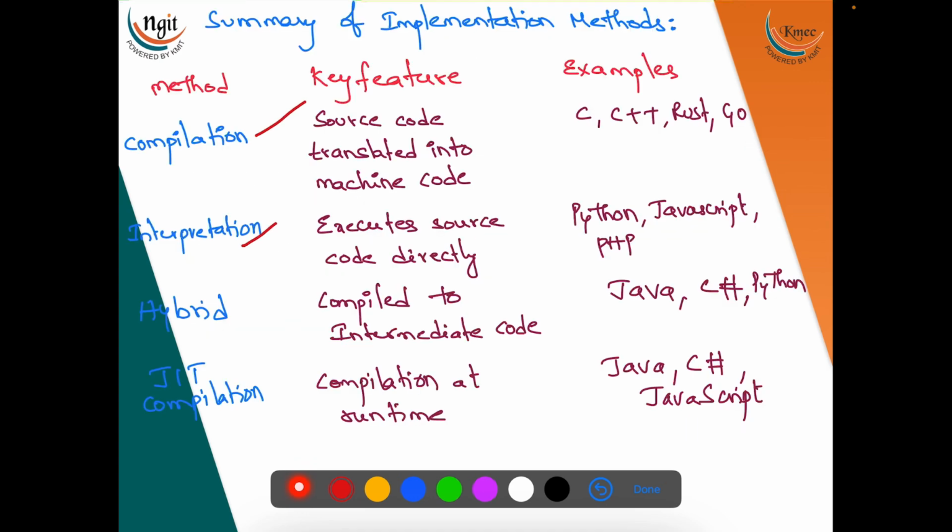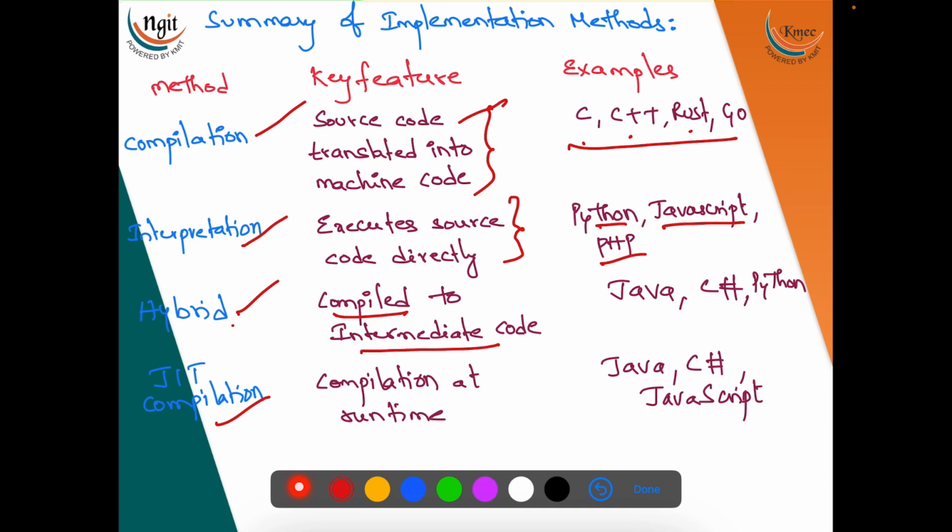So compilation, interpretation, hybrid, just-in-time. Key features: in compilation, source code is translated into machine code. The languages are what I wrote here: C, C++, Rust, Go. Interpretation executes source code directly. The languages are Python, JavaScript, PHP. Hybrid is a combination of compilation and interpretation. So compilation phases will be till the intermediate code generator. The languages are Java, C#, Python. Just-in-time compilation is compilation at runtime, which is Java, C# and JavaScript.